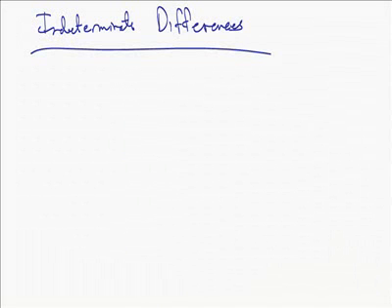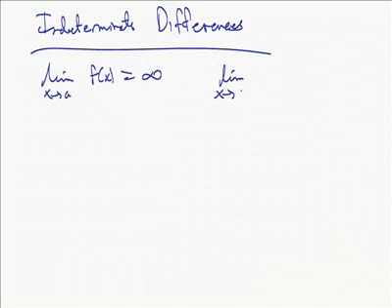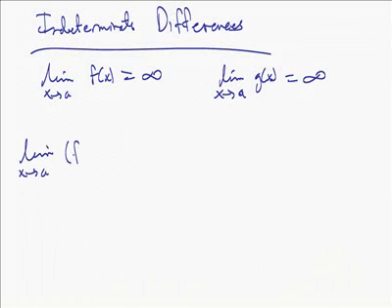Okay, a couple more indeterminate forms that we want to look at. The first one is indeterminate differences, and again this is just out of your reading here, so just to reiterate what you read, we have the limit as x approaches a of f of x is infinity, and the limit as x approaches a of g of x is infinity. Then what can we say about the limit as x approaches a of f of x minus g of x?